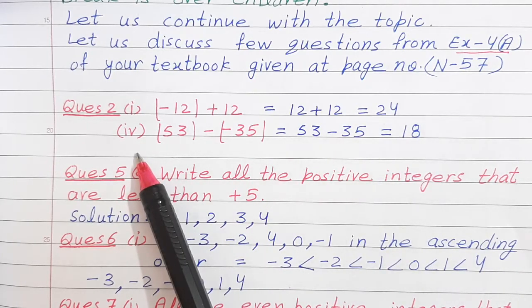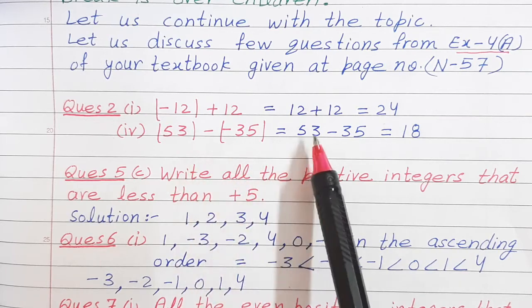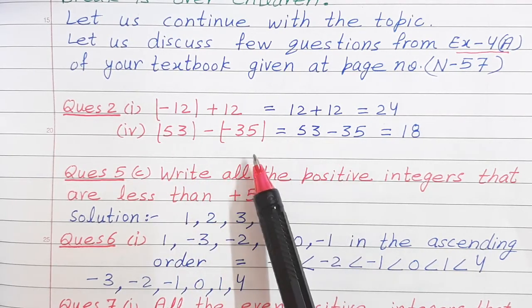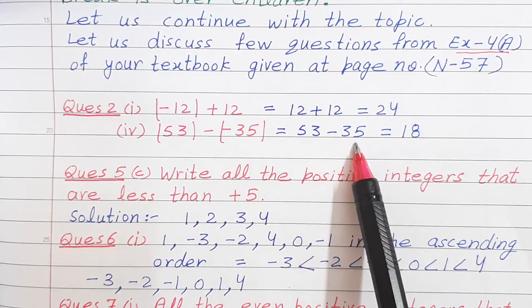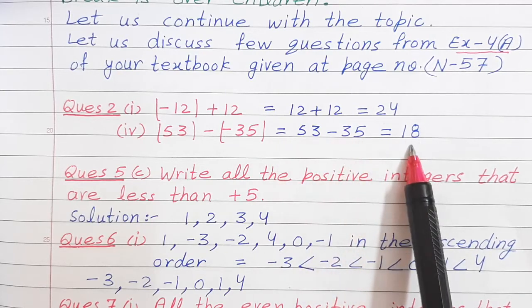Now the fourth part is absolute value of 53 is 53. Then minus sign as it is. Then absolute value of minus 35 is 35. So 53 minus 35, the answer is 18. I hope you all have understood this.